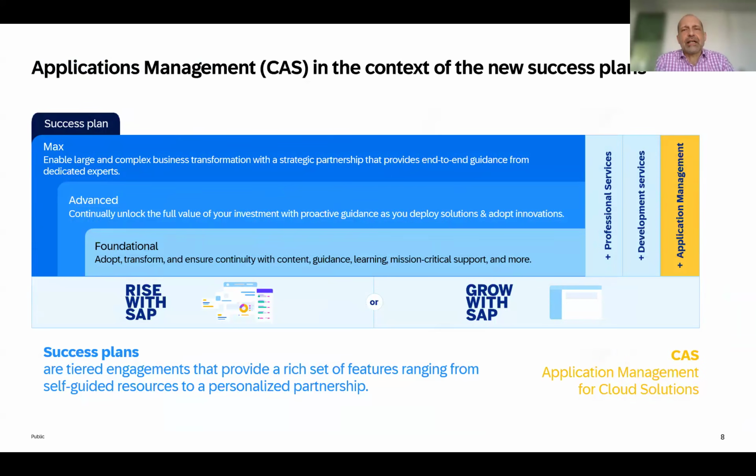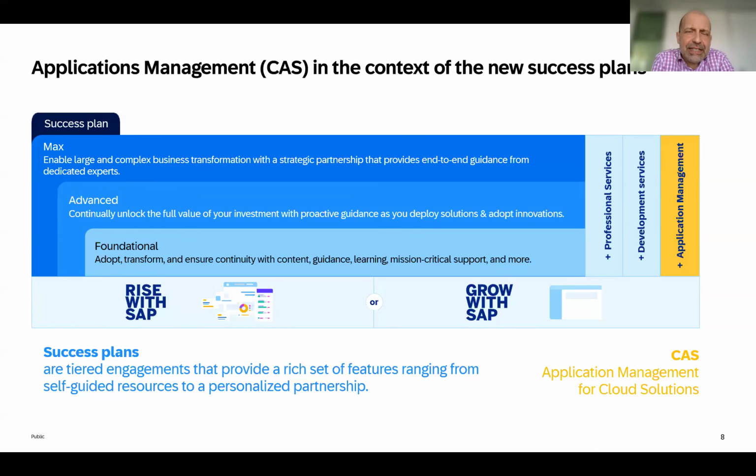Probably you have heard that, I think starting from March, SAP decided to work in a different way of layers in the engagement with the customers, which are called success plans. As you can see in the picture here, for all customers, either the customers in the installed base using RISE with SAP to go to the cloud, or Grow with SAP for the net new customers, there is an offering from SAP to have 3 levels of success plans.